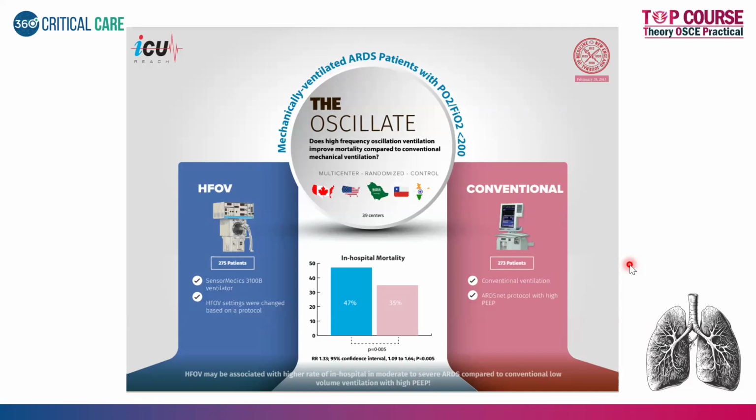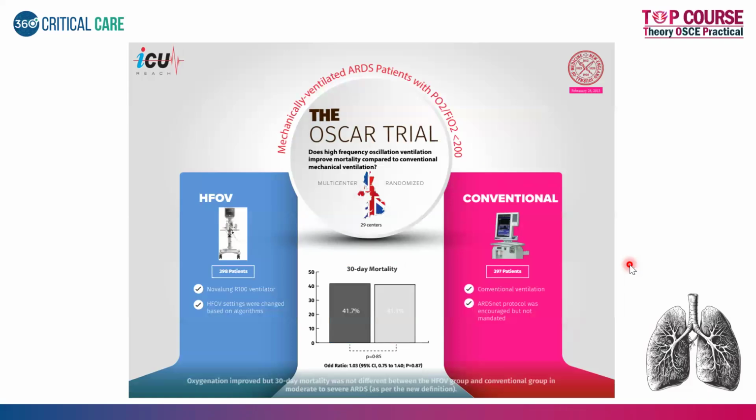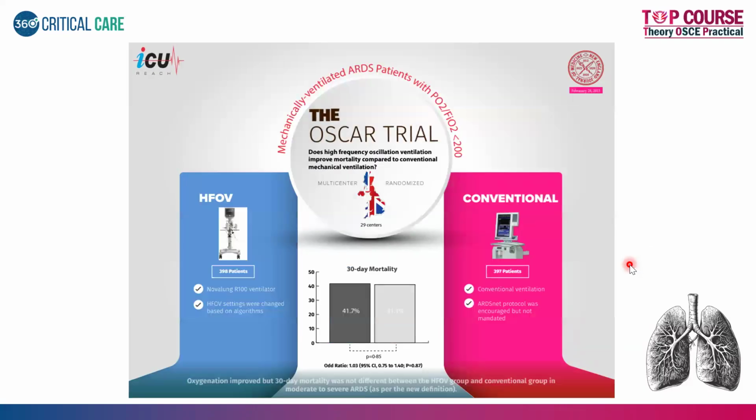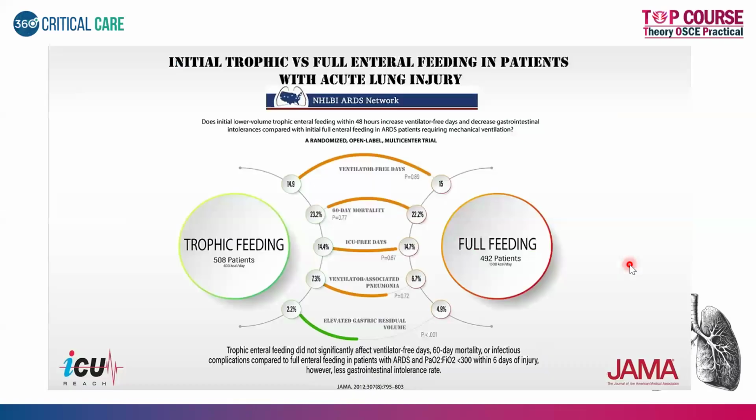And this was compared to the ARDSNet protocol, that is using your high PEEP and your FiO2 table. So what they saw was there was actually a higher rate of in-hospital mortality in patients who received high frequency oscillatory ventilation. A similar thing was also seen in the Oscar trial, which was actually a multicentric trial done in the UK. So even this did not have a better outcome. But the most important thing here is the definition of ARDS was the Berlin criteria. That is what you need to understand. So there is no role for high frequency oscillatory ventilation.